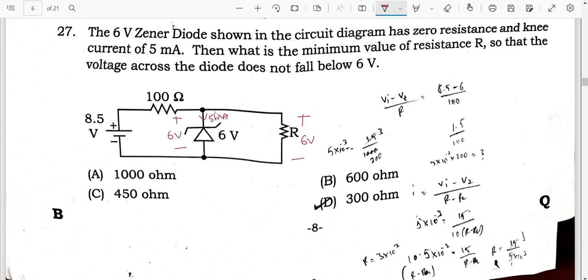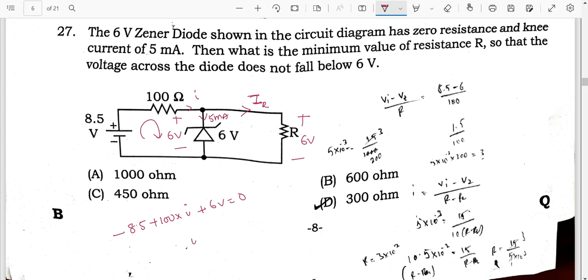Now we need to find the value of this R. First of all, find the value of current here. How much current is flowing in this resistance, IR? In order to find that, apply KVL in this loop: minus 8.5 plus 100 into, let me take some value I here, so I, plus 6 volts is equal to 0. Now simply simplify this value.